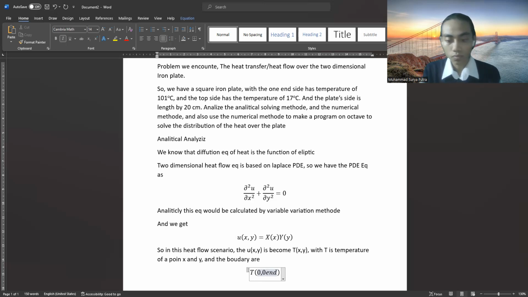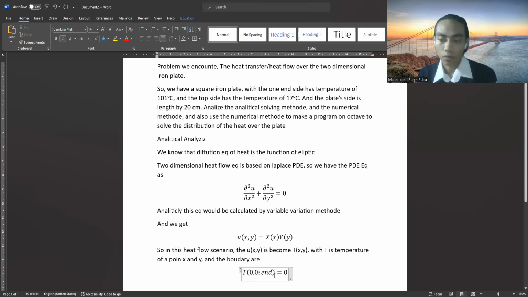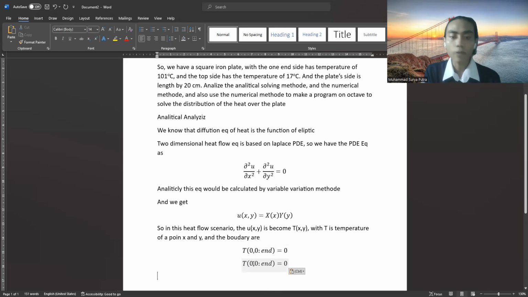From 0 to n is equal to 0. Yeah, this is equal to 0. And of course, this boundary is not related. It's not specifically in equations, but it's specifically on the case.